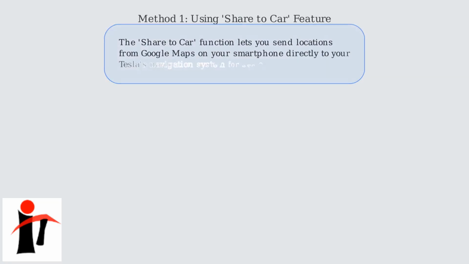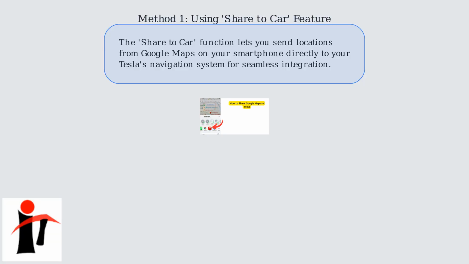The share-to-car function allows you to send locations from Google Maps on your smartphone directly to your Tesla's navigation system. This creates a seamless connection between your phone's mapping app and your vehicle's built-in navigation.